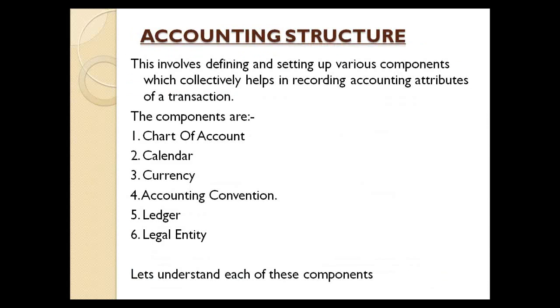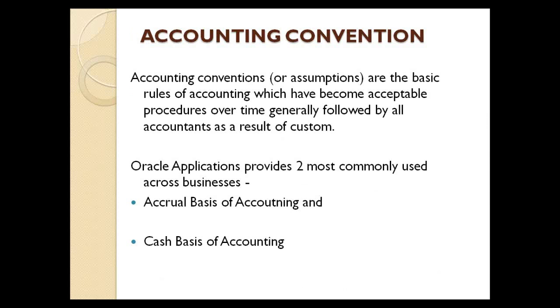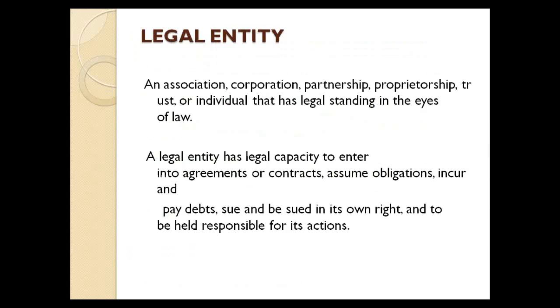So chart of account is nothing but the list of accounts. This is one part of it. List of accounts, what all accounts will they be using. There will be thousands upon thousands of accounts that a business will be using for recording its transactions. We have here various types: assets, liabilities, equity, income. So this is one part. Chart of account is basically made up of some segments.